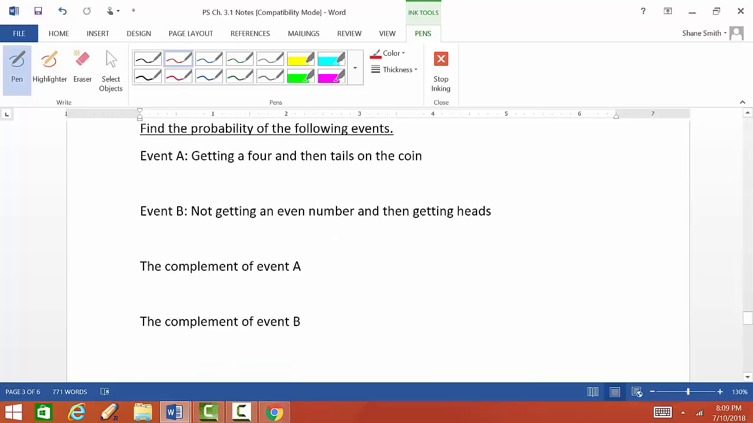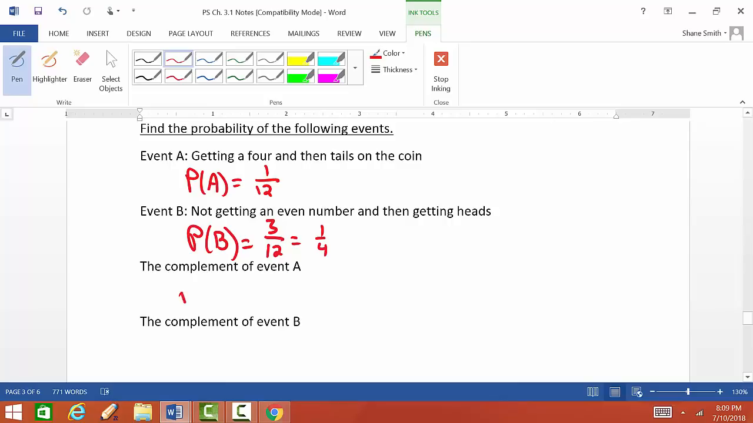So hopefully you did these. What's the probability of getting a 4 and then tails on the coin? Well, if we're rolling a die and then tossing a coin, the probability of event A, there's only one way to get a 4 and then tails, and there's 12 possibilities total. The probability of B, which is getting an even number and then heads, well, there's 3 ways to get an even number and heads, right? Because you can get 2 heads, 4 heads, 6 heads. So that's 3 out of 12, which simplifies to 1/4.